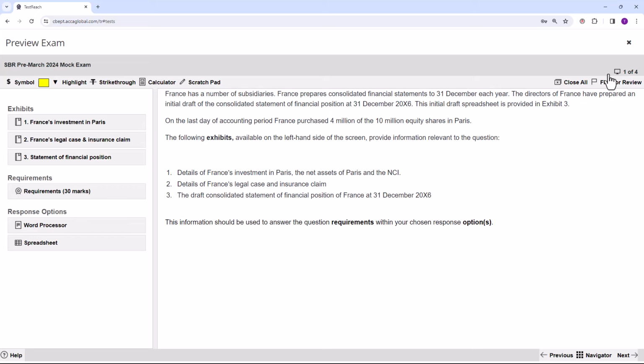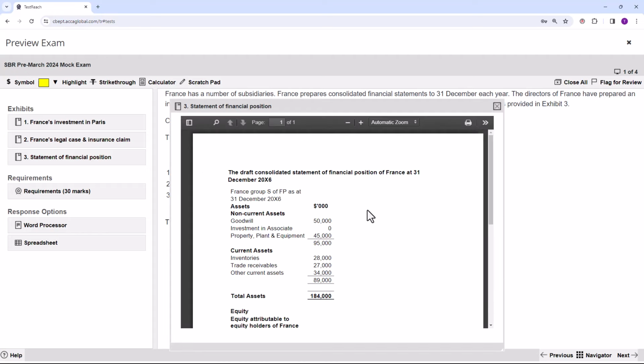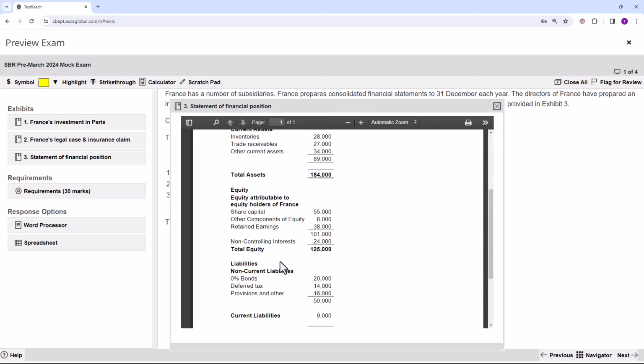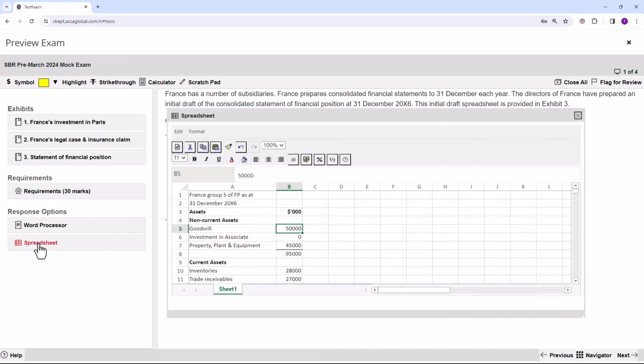Now, question 1 has its pre-populated spreadsheet and can either be manipulating a balance sheet, manipulating a cash flow, or manipulating a profit and loss account. And in this particular question, we're dealing with a consolidated financial statement. Now, the initial draft balance sheet is provided in Exhibit 3. This is a bit of a duplication, and to be honest, I don't normally bother with Exhibit 3. It's there. You can't change the number. You will do your answer to the spreadsheet in the response area, and that's duplicated there.